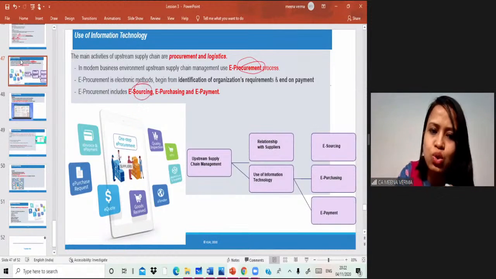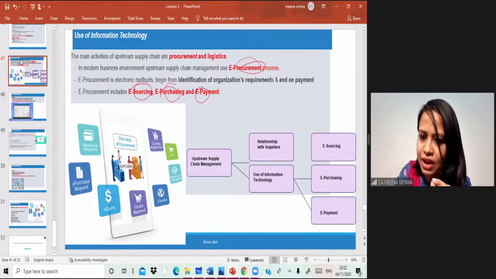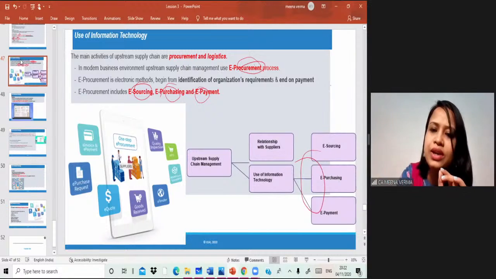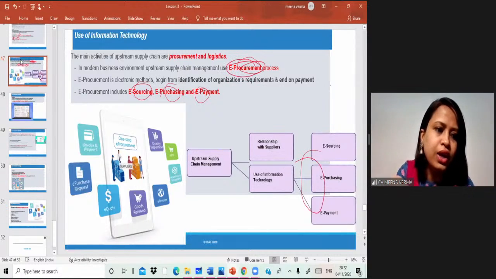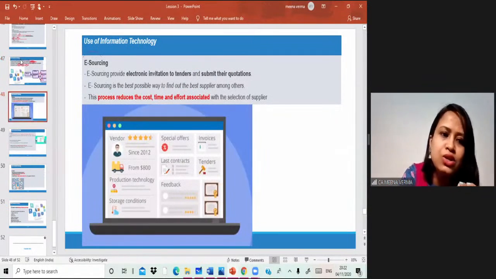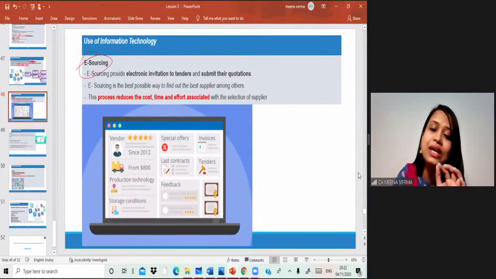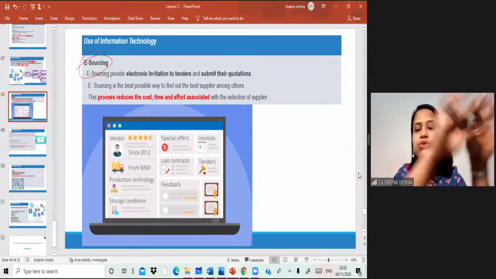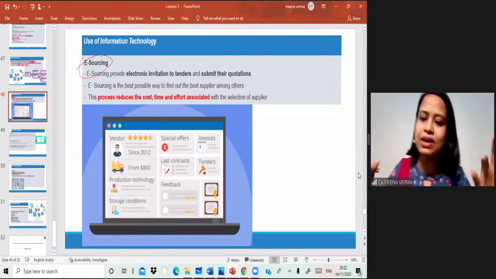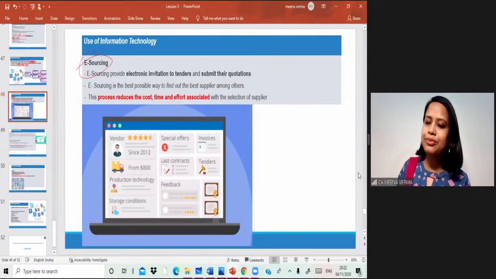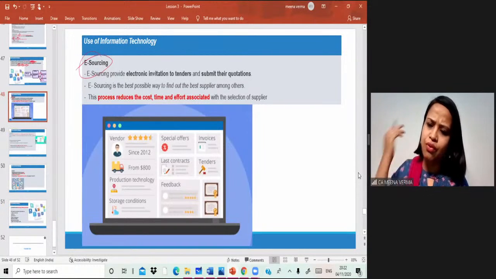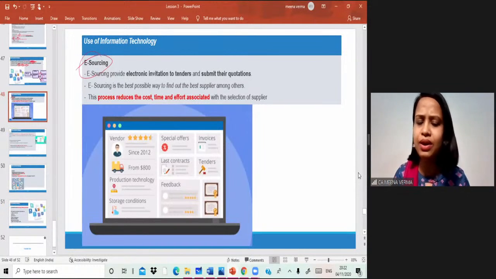Now see, e-procurement will cover e-sourcing, e-purchasing, e-payment, everything. All these three things come under e-procurement. Now the first point is e-sourcing. E-sourcing means selecting the supplier electronically. It means we are not going to the market and considering all the suppliers, taking quotations for the product from them and comparing the material and all.